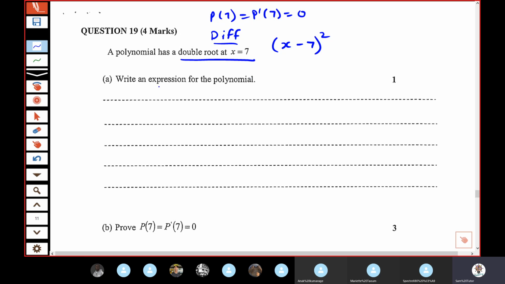It says write an expression for the polynomial. So you're not sure if it's a cubic or a quartic or a power of 5 or power of 2 or anything like that. So you have to make it very generic. How would you write a polynomial that is generic for this? Anyone help us out?